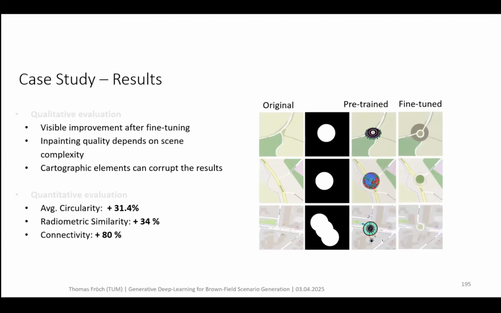The results show a clear improvement. So we have better connectivity. We have, at least in most cases, some halfway sensible output. But that's also the problem, that there are some things that corrupt the results, which are, for example, cartographic elements such as text or scene complexity. For simple junctions, it works quite well, but for more complicated cases, for instance, Autobahn intersections, the method still fails.